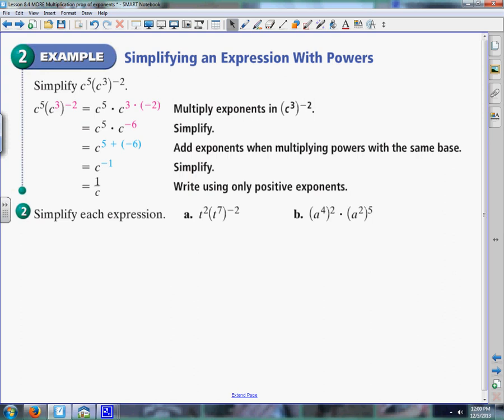So simplify c to the 5th times c to the 3rd to the negative 2nd power. Notice, if you look on here, c to the 5th is completely separate. It stays c to the 5th the whole entire time. Nothing's happening to c to the 5th. Then if you look, c to the 3rd to the negative 2nd, everything is happening to that. So first you're going to multiply them together to get negative 6, and then you're going to add 5 and negative 6 to get c to the negative 1, and then you're just going to put that as a fraction. So try A and B.